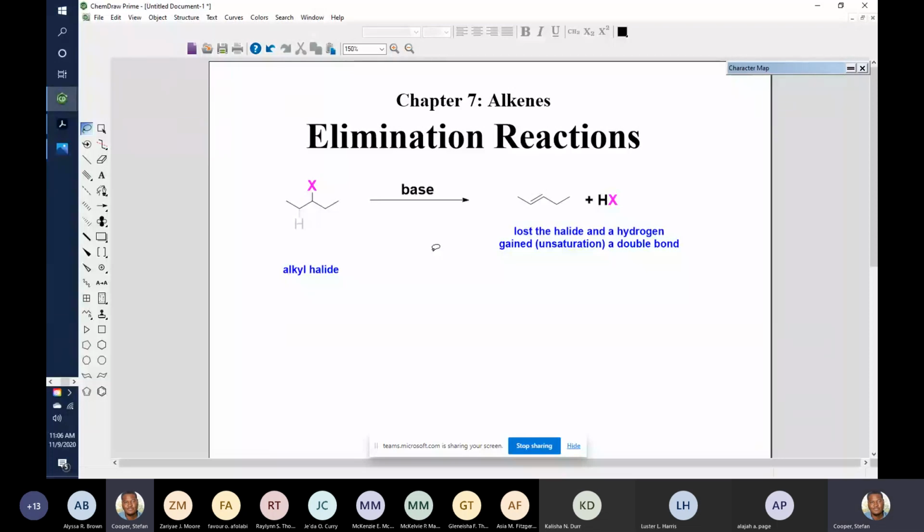So again, if I have an alkyl halide in the presence of a base, now I'm going to lose an H and the halide, and then I'm going to gain a carbon-carbon double bond. This process is known as elimination. We're going to break this down in more detail shortly.